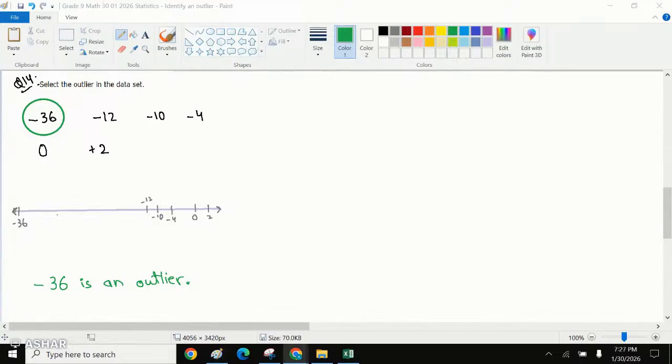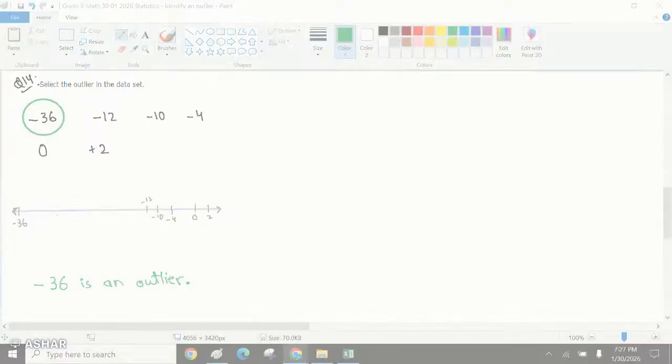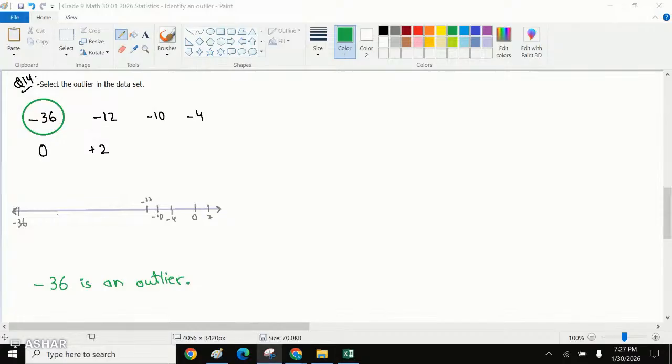Okay. So if we have the numbers, let's suppose, select an outlier in the given set of information.